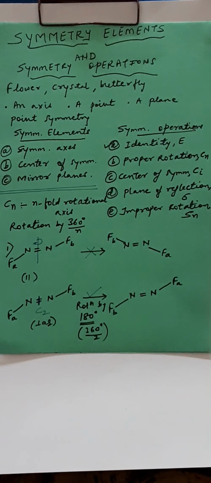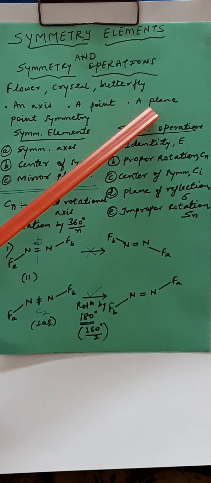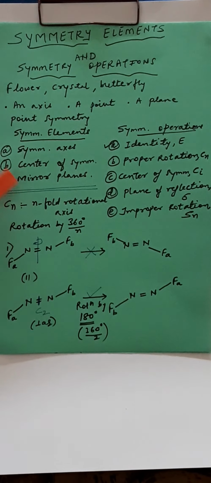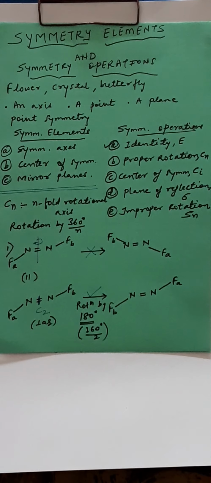Now, say for example, I want to perform any symmetrical operation on a particular molecule. Then I can perform that symmetrical operation across an axis, around a point or through a plane. That means I have three types of basic symmetry elements, that is symmetrical axis, center of symmetry and the mirror plane or the reflection plane.